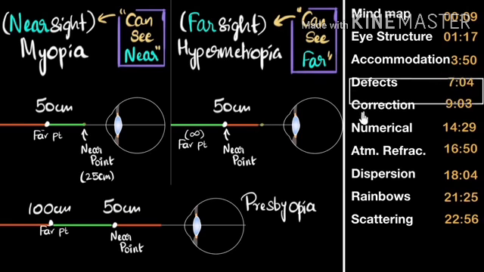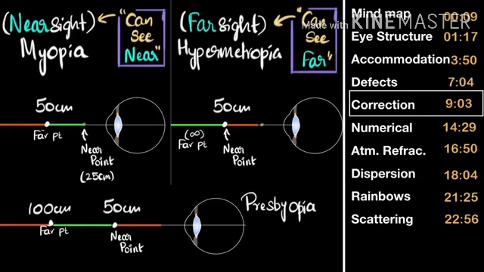And this brings us to the next topic, correction of the defects. To correct these defects, we need to first know what causes them. So let's start with the first two. Turns out one of these is caused by eyeball elongation. The other one is caused by eyeball shrinkage. But which one causes which? This could be confusing to memorize. So let's think of this logically.